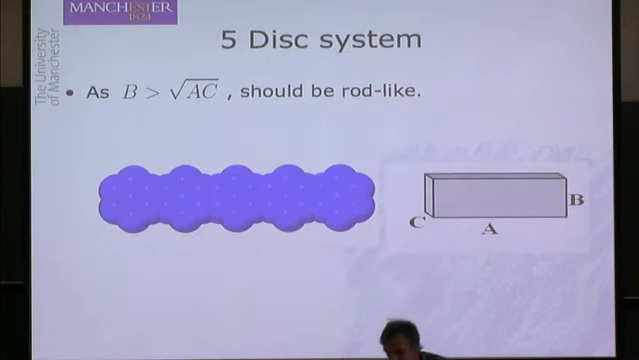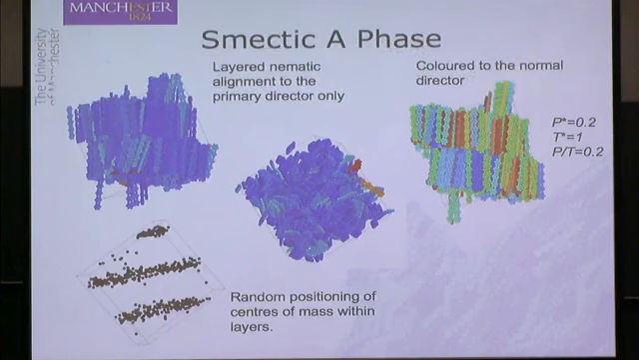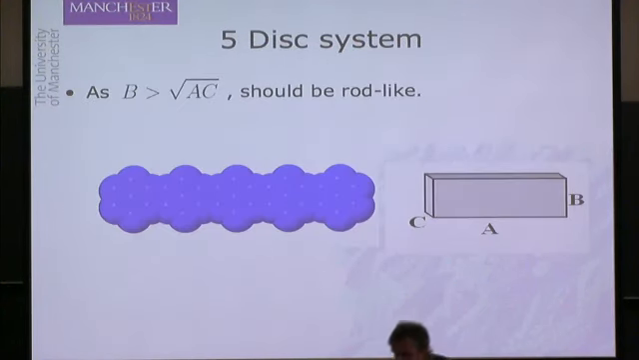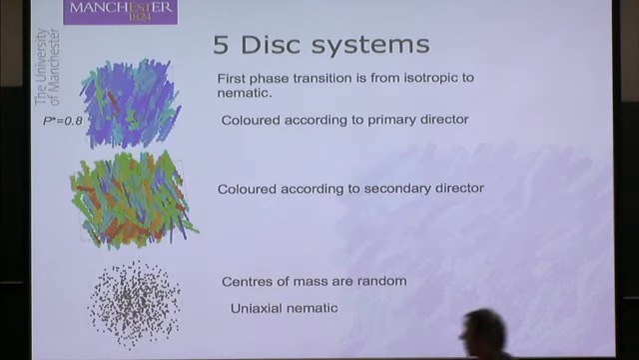Let's move on. I want to move on now to the rod-like system. So that should be roughly rod-like, something of that length, that collection of hexagons. And you compress it, and it does the standard rod-like stuff. It forms a uniaxial rod-like nematic.